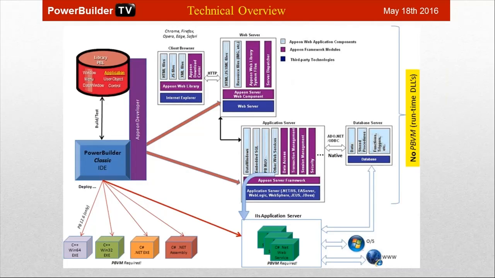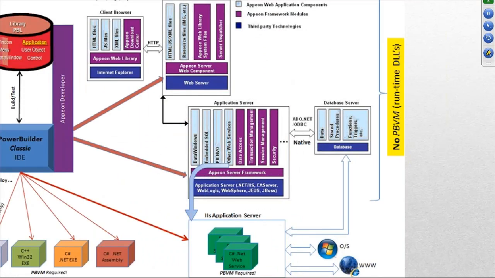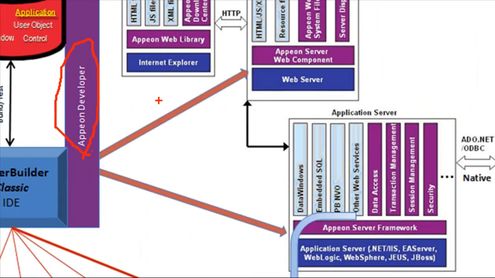Now the two interesting things to look at here is that when you deploy something from Appeon Web, the developer is going to deploy things to the web server. It's also going to deploy things to an application server. The application server, again, is going to be IIS, WebLogic, WebSphere, JBoss, etc. And inside the application server is the Appeon server. And I really still refer to this as a helper to whatever application server you have installed.